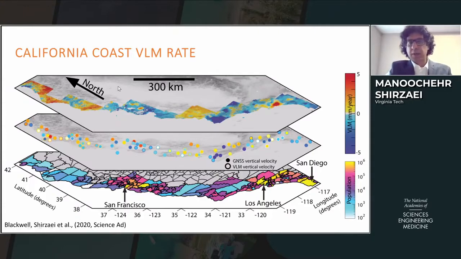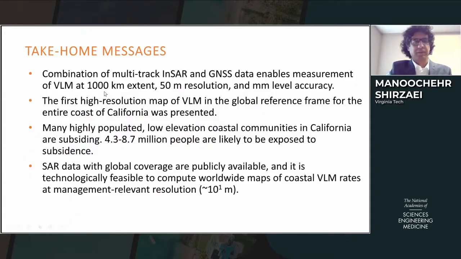So the combination of multi-track InSAR and GNSS data enables measuring VLM along the coast of California at 1,000 kilometer extent, 50 meter resolution. We estimate something between 4.3 and 8.7 million people are likely exposed to subsidence rate faster than 1 millimeter per year.